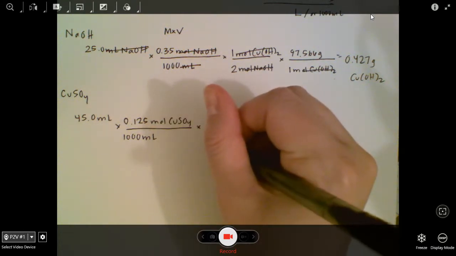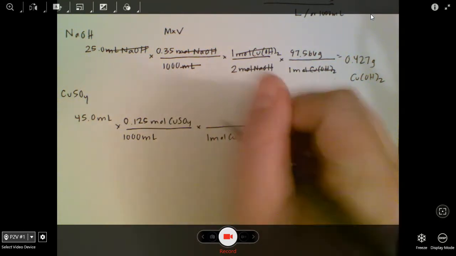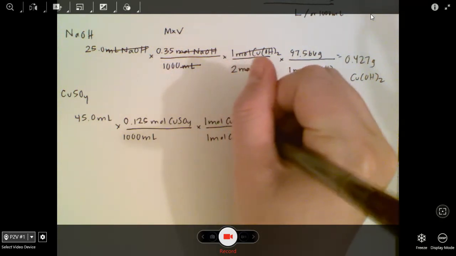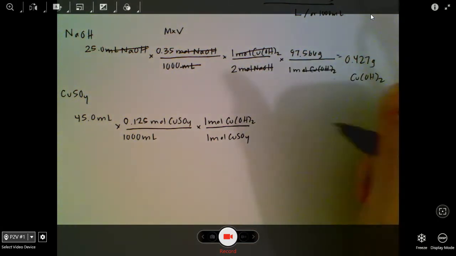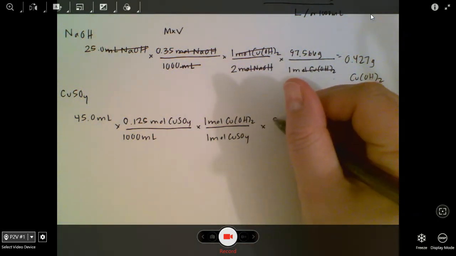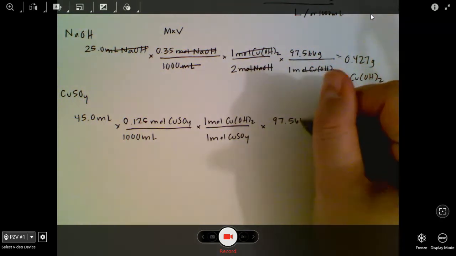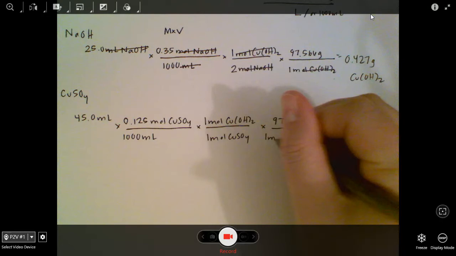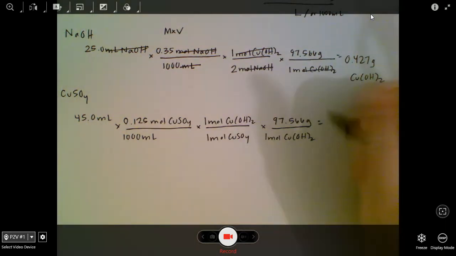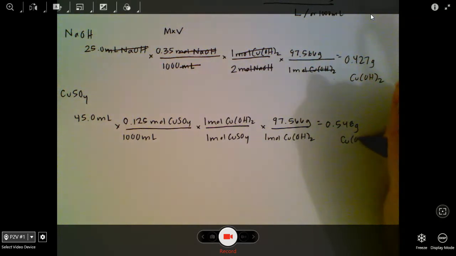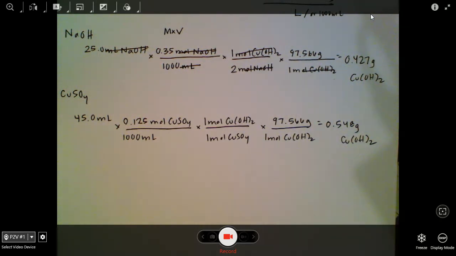And in this case, it's 1 mole of CuSO4 for 1 mole of CuOH2. So it's a 1-to-1 mole ratio instead of a 1-to-2 mole ratio. Now, because I'm solving for the same precipitate, I'm going to have 97.566 grams for every 1 mole of the copper 2 hydroxide. And if I put this into my calculator, I get 0.548 grams of the copper 2 hydroxide. So we've got 2 masses of the same thing here. If you think about the problem, it's asking me how much could get made.